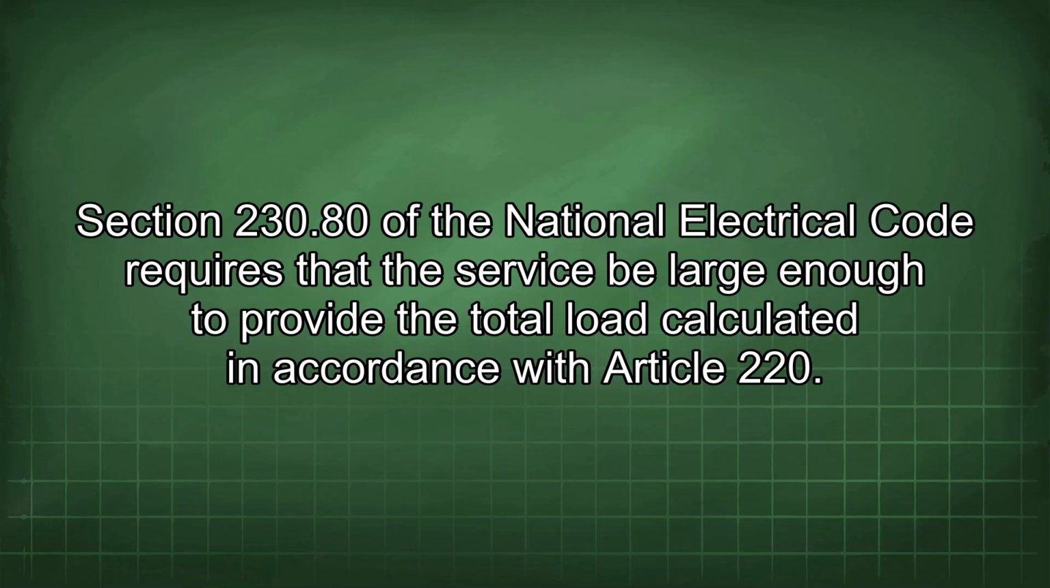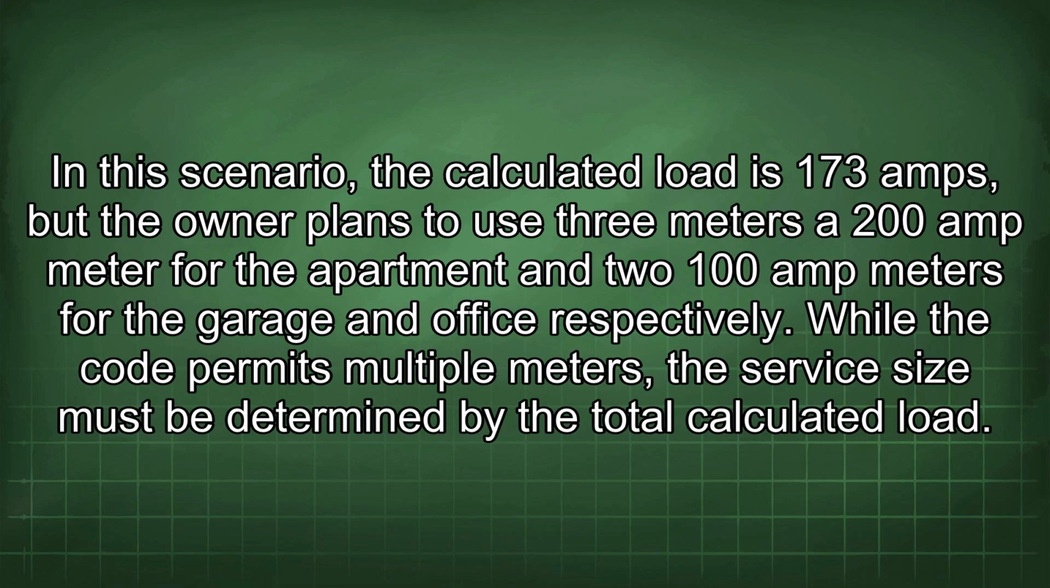Section 230.80 of the National Electrical Code requires that the service be large enough to provide the total load calculated in accordance with Article 220. In this scenario, the calculated load is 173 amps, but the owner plans to use 3 meters: one 200 amp meter for the apartment and two 100 amp meters for the garage and office respectively.